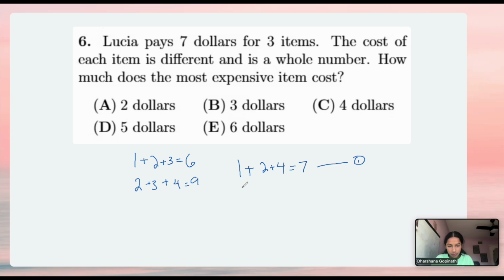Or what if we tried 1 plus 3 plus 3? Wait, no, they said that each item is different and is a whole number. And so this is the only option that will give us 7, and the highest number is 4. So our answer is option C, $4.